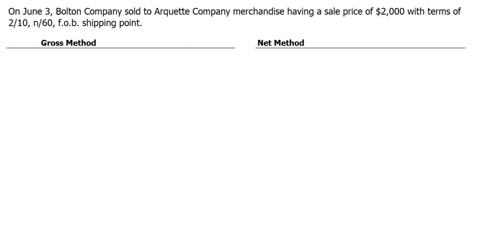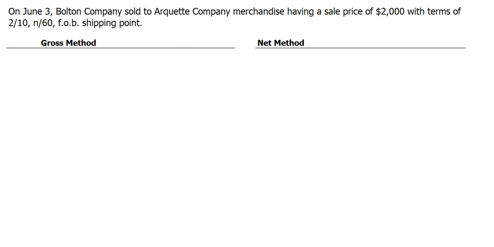Go ahead and take a look at how we record receivables under both the gross and the net method. On June 3rd, Bolton sold to Arquette Company merchandise having a sales price of $2,000 with terms 2/10, net 30, FOB shipping point. The FOB shipping point means that title passes to Arquette at the time the Bolton Company loads the merchandise onto the common carrier.